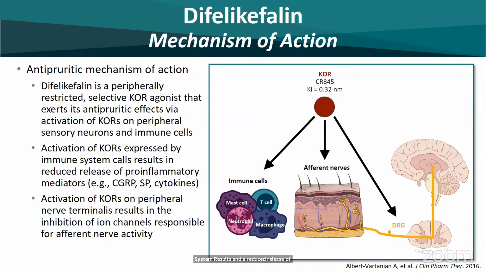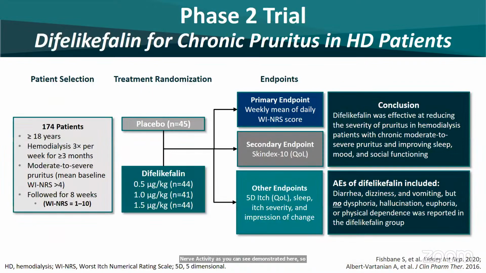And when you activate, again, the KORs on the peripheral nerve terminal, it results in inhibition of ion channels responsible for afferent nerve activity, as you can see demonstrated here. So this is the mechanism of action. It's quite detailed, I get it. So what did the studies show?